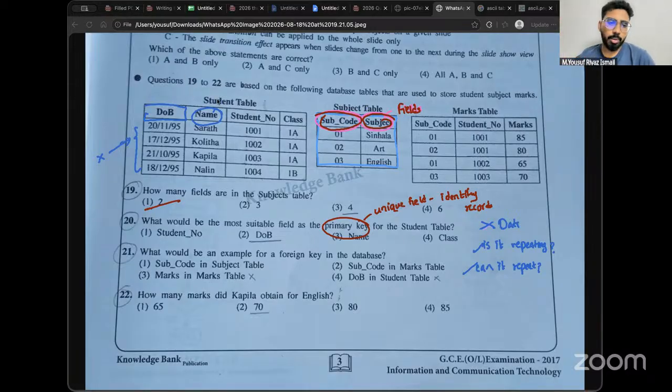No. Because there could be multiple people with the same names that can repeat. So that also you can't take as a primary key. In terms of the class, is it repeating? Are there repetitions? Yes. So that also can't be taken as a primary key. Now, student number, it's like admission number. It's like index number. That's what student number means.